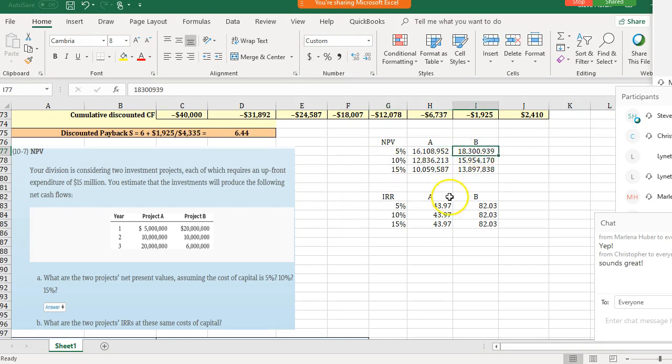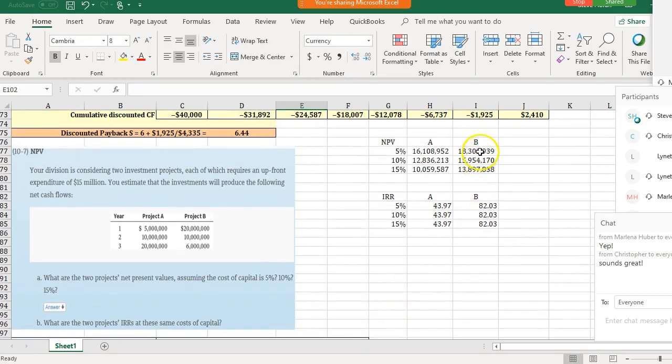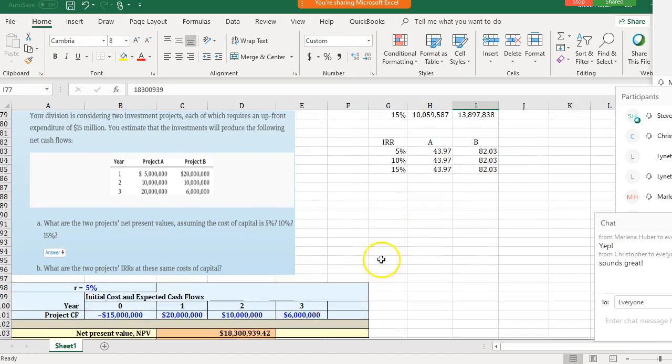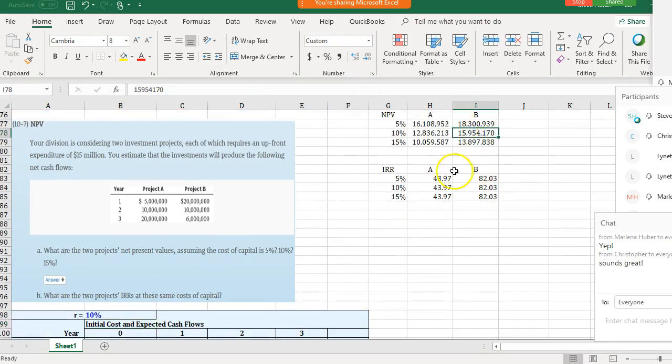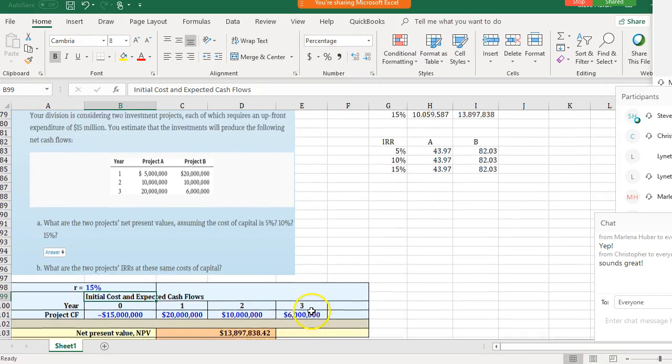Let's do the same thing for project B. Let's go ahead and put in the numbers down here for B. I'm going to go back to 5% and put in project B's numbers. So the initial cash outlay is still 15 million. So I'll go to 20 million. And then I go smaller, I go to 10 and then to 6. Okay. And I get 18,300,939. My number right here. And then I go to 10%. It goes to 15,954 right here. And then we'll go to 15%. And we go to 13,897,838, which is this number right here.